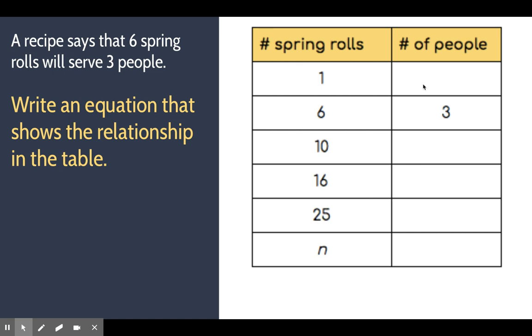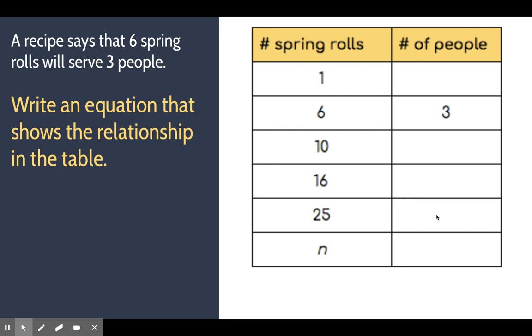So the number here for the number of people for one spring roll is 1/2. So that means that all I need to do is multiply every single number in this first column by 1/2. So for instance, for 10 spring rolls, if I multiply that by 1/2, it's going to serve 5 people. For 16 spring rolls, if I multiply that by 1/2, it's going to serve 8 people.